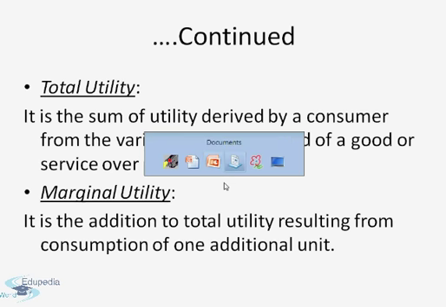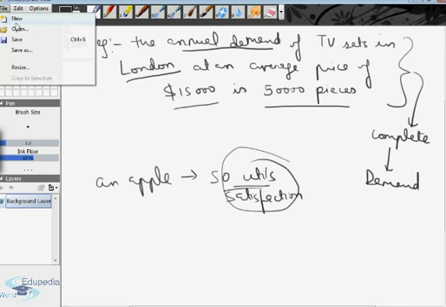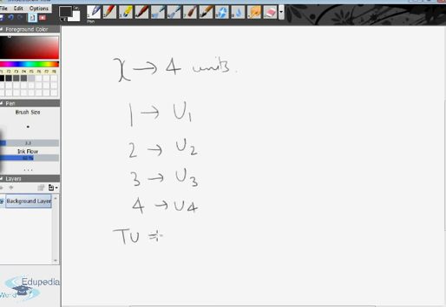Now suppose a consumer consumes 4 units of a commodity X. The commodity which he is consuming is X and he consumes 4 units. The utility derived from the first unit is U1. The utility derived from the second unit is U2. The utility derived from the third unit is U3 and the utility derived from the fourth unit is U4. Thus, the total utility of the product X will be equal to U1 plus U2 plus U3 plus U4, which will give me the total utility from the consumption of product X.